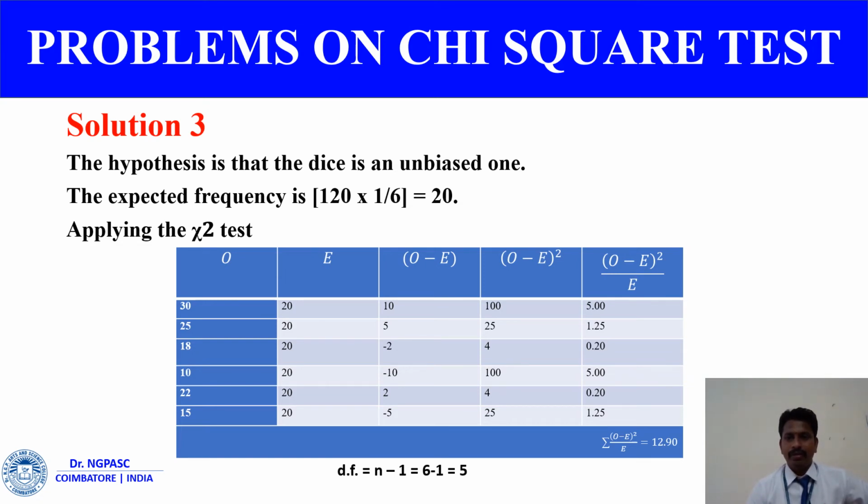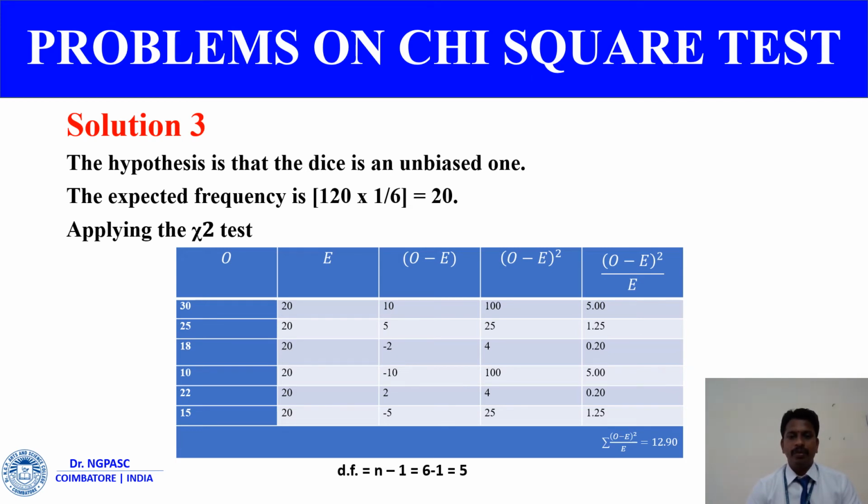Next, to calculate (observed frequency minus expected frequency) whole square by E. 100 divided by 20 equal to 5. 25 divided by 20 equal to 1.25. 4 divided by 20 equal to 0.20. 100 divided by 20 equal to 5. 4 divided by 20 equal to 0.20. 25 divided by 20 equal to 1.25. Next, to calculate the sum of all values. Summation of (observed frequency minus expected frequency) whole square by E equal to 12.90.